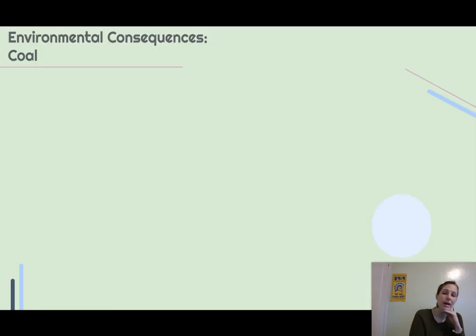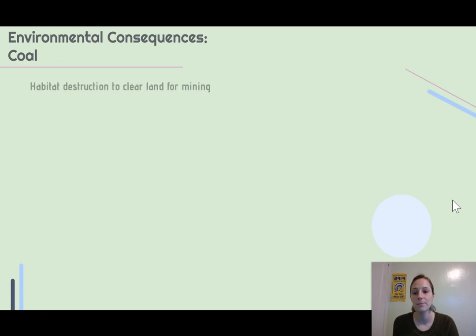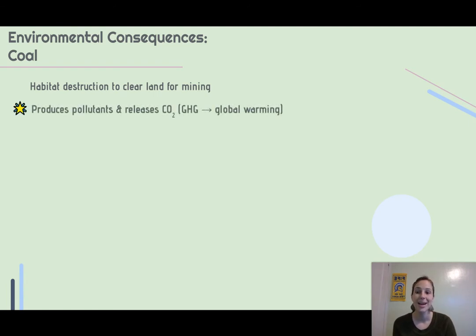So now let's look at some environmental consequences of this very common method for producing electricity, specifically looking at coal. When we are mining this coal, the first consequence that comes up is that habitat destruction is going to occur as we are clearing the land for mining. Additionally, coal is going to produce pollutants and release carbon dioxide, which is a greenhouse gas, which leads to global warming. Now, it's important to keep in mind pollutants and carbon dioxide are different things.